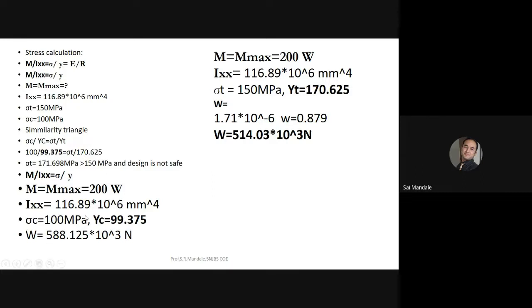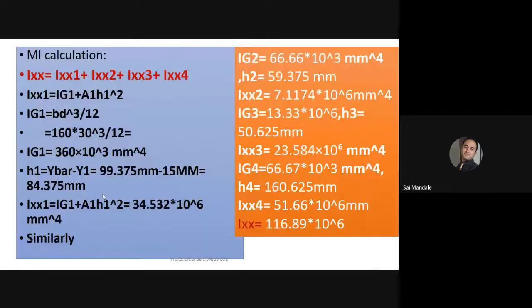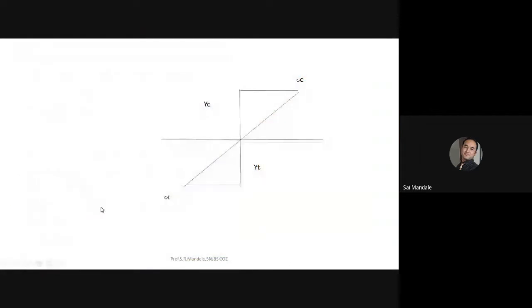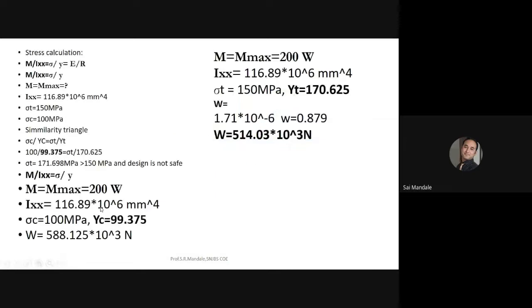M by I is equal to sigma by y. M is the maximum moment that we have just calculated, 200. Ixx we have calculated as Ixx1 plus Ixx2 and so on. Sigma c is given as 100 at the time. Yc is equal to 99 point something. We have to put all the corresponding values in that equation and identify the value of W.